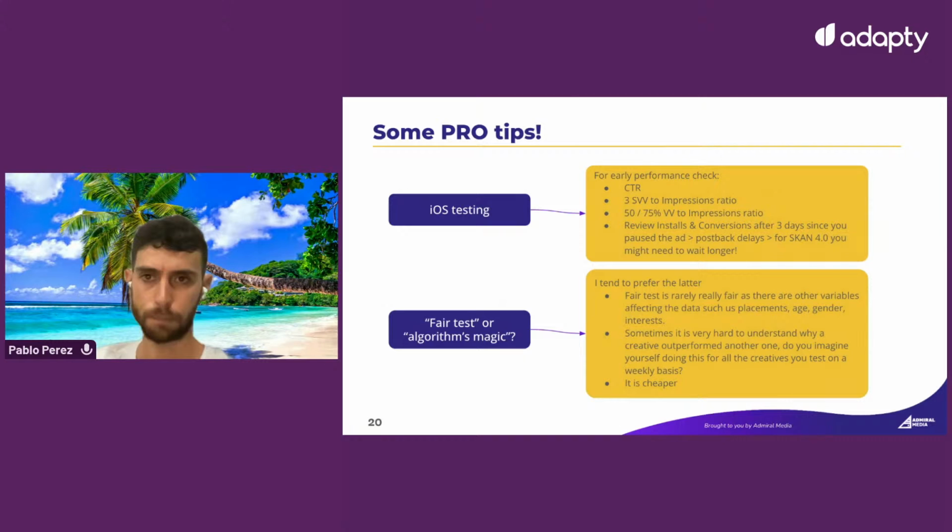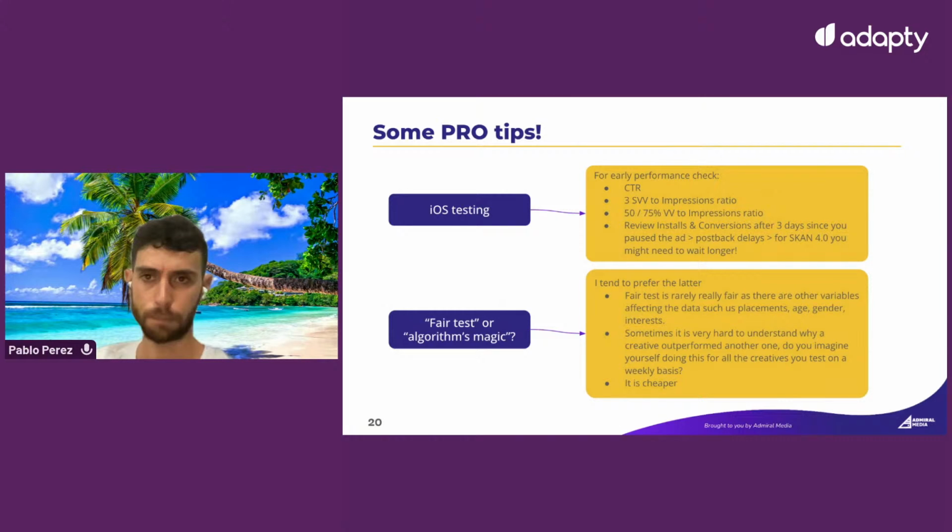But if you don't have any other choice because you don't have an Android app, for example, or if you want to test things in both OSs or only in iOS because of whatever reasons, then we have a couple of tips here. So we can actually check CTRs for early performance information or insights. You can check CTRs. You can check 3-second video view to impression ratio. Of course, the higher the better. You can check 50% video view completion or 75% video view completion to impression ratio as well.